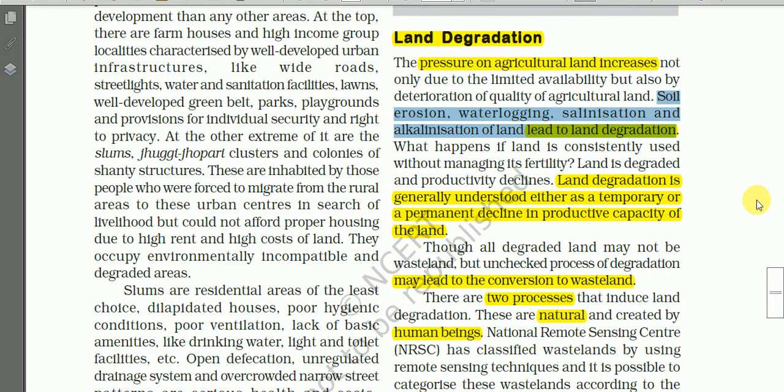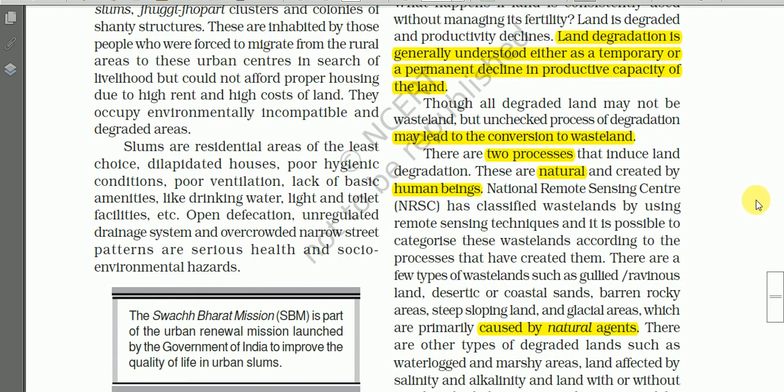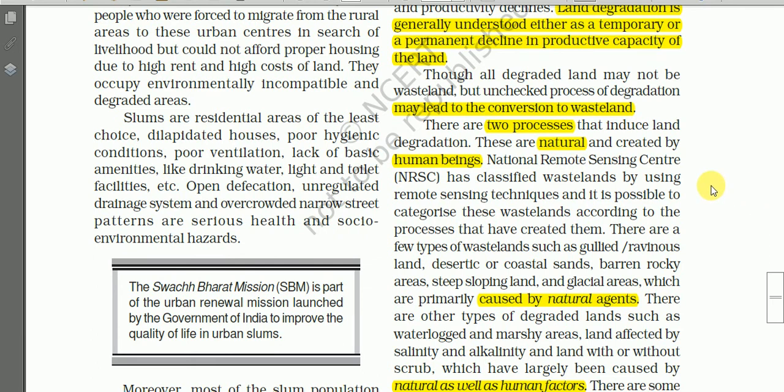So let us read. Although all degraded land may not be wasteland, the unchecked process of degradation may lead to conversion to wasteland. Actually, we may not think that all degraded land is wasteland. But if we don't check the degradation of land, then it may lead to the conversion of the degraded land into wasteland. That is the point mentioned here.